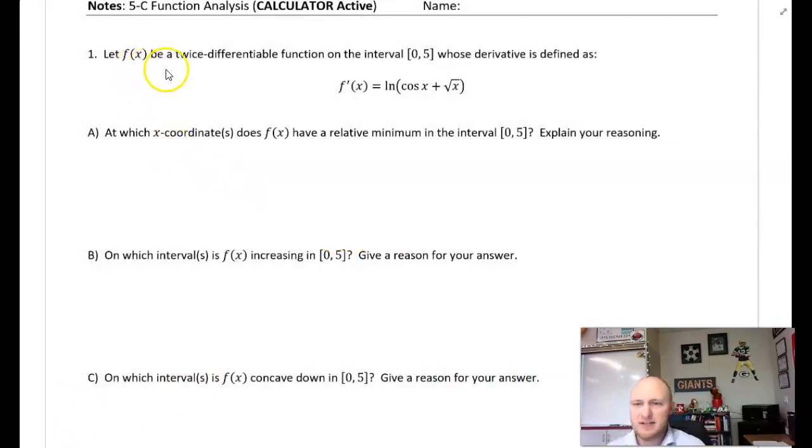It says, let f of x be a twice differentiable function on the closed interval 0 to 5, whose derivative is defined as f prime of x equals natural log of cosine of x plus the square root of x. Okay, this is a gnarly looking function and I do not want to analyze this at all by hand. So I'm going to either define this in my calculator or graph it. Note, it's worth noticing that we have f prime. This is an f prime graph.